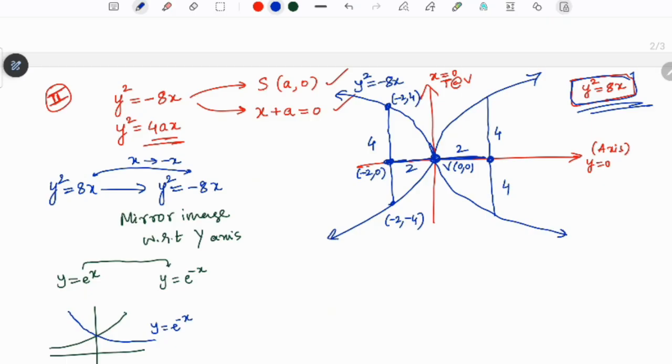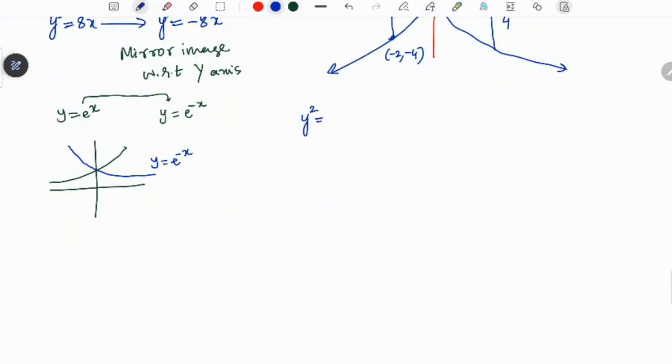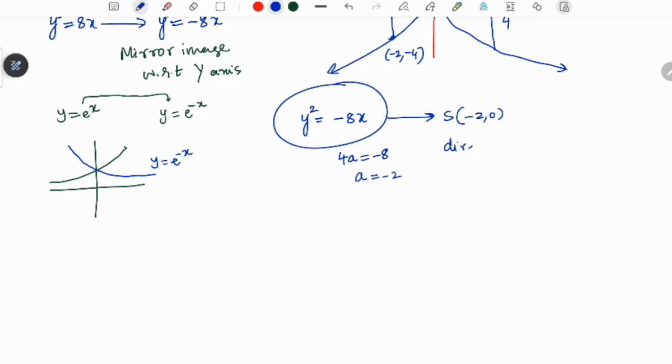All right. So basically y squared equals 4ax means opening towards right if a is positive. If a is negative, it will be opening towards left. So y squared equals minus 8x we are discussing. For this, the focus is a comma 0. 4a is minus 8, with y squared equals 4ax. a is minus 2. So what will be the focus coordinates? Minus 2 comma 0. What would be the directrix? x plus a equals 0. x minus 2 equals 0. Right? That means x equals 2.